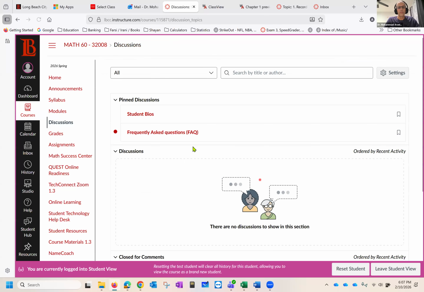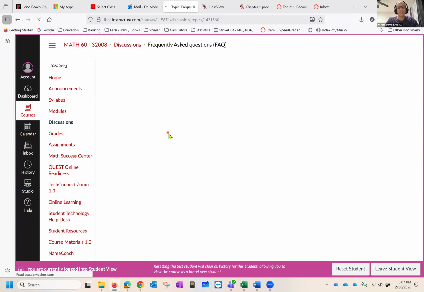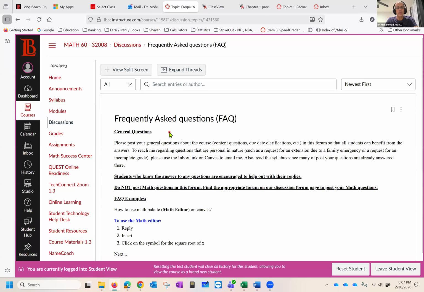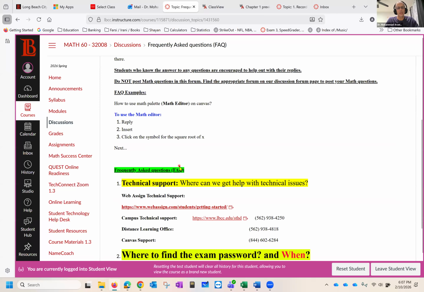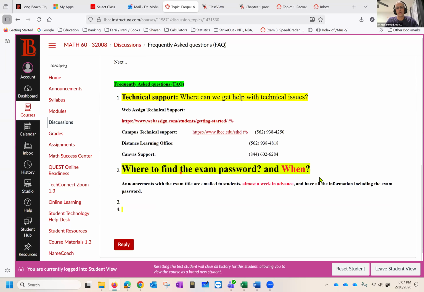Also, there is this frequently asked questions. In the past, students had some questions come up, and I put them here. For example, how to use a math editor for Canvas, tech support, and so on. Where do I find the password? The exam password announcements with the exam title are emailed to students almost a week in advance and have all the information, including the exam password. If for any reason you miss that, you can find it under the announcements with the same topic: exam one, exam two, and so on and so forth.